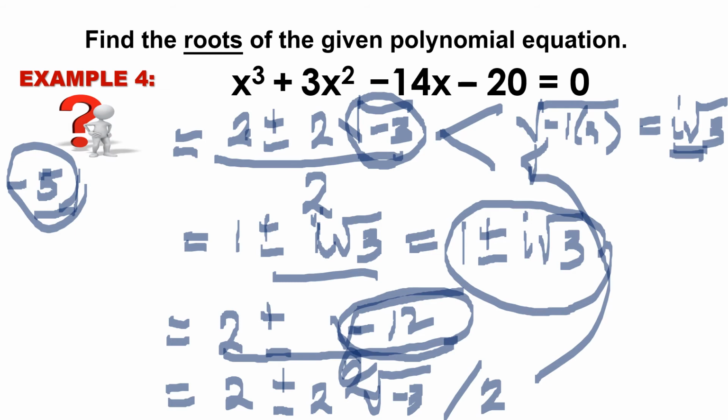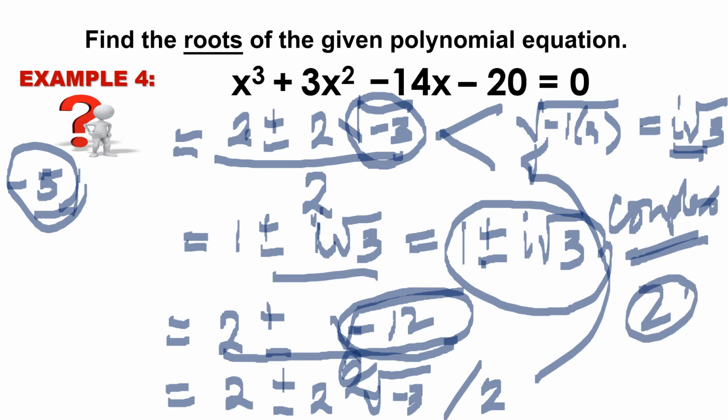So, this is a pair of complex numbers. In other words, we have two roots here. One is 1 plus i square root of 3, and the other is 1 minus i square root of 3. So, two complex roots, plus one root here, negative 5. So, there are three roots in all, which is true because the exponent here is 3. I hope it's clear. It's quite long, but if you know the process, it's easy to find the other roots.